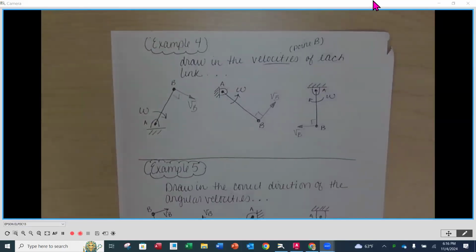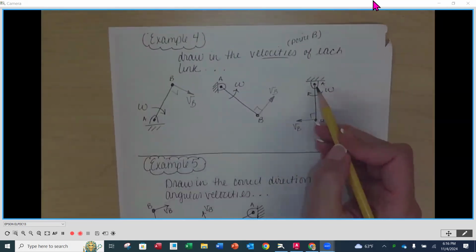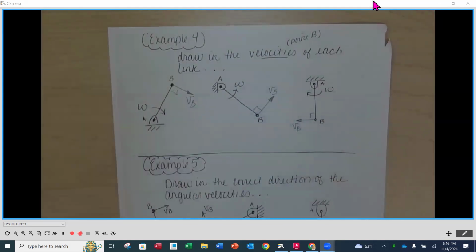How do I know that A is the center of rotation in each one of these? What is my clue? It's on the frame, right? A is that joint that has the frame around it, and this is our does-not-move link. Using what we've learned in the past, we're going to see that continue to be our symbol for something that doesn't move. Any questions on example 4?